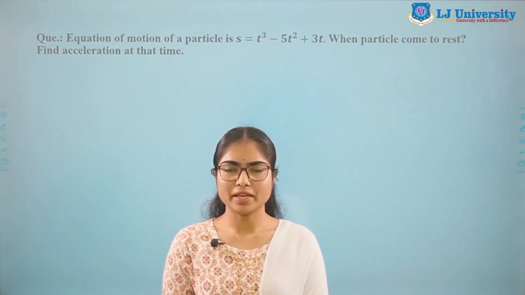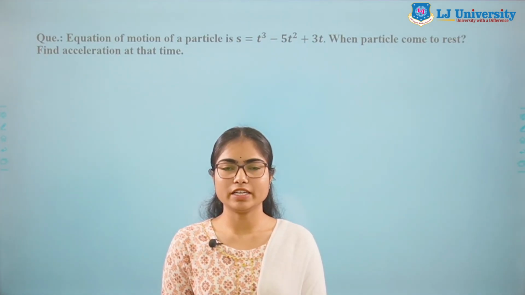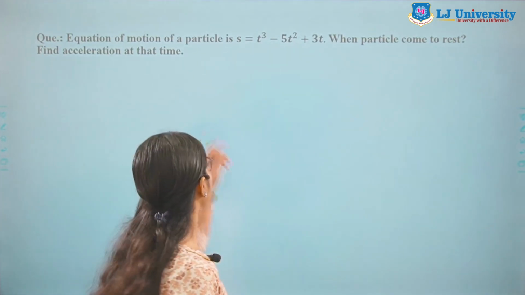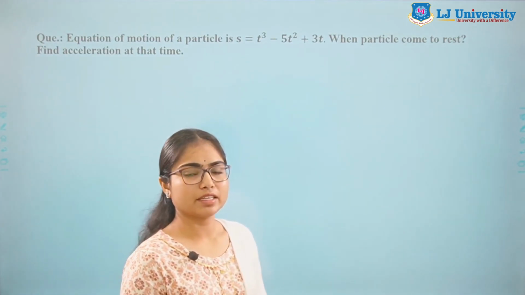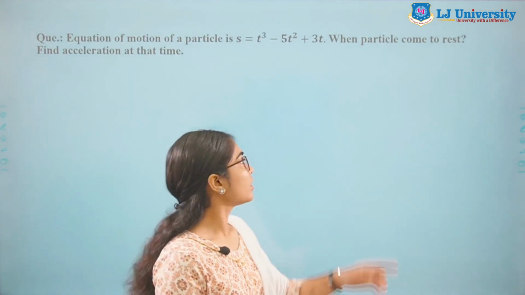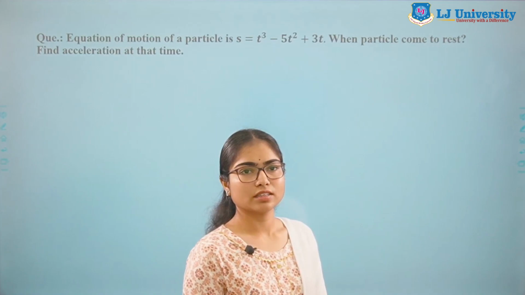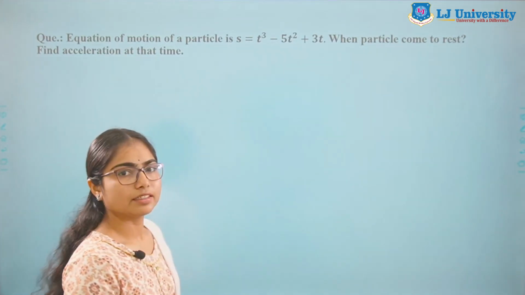Hello students, based on one of the applications of derivative, rate of change, let's do a question. Our question is: the equation of motion of a particle is s = t³ − 5t² + 3t. When the particle comes to rest, find the acceleration at that time.